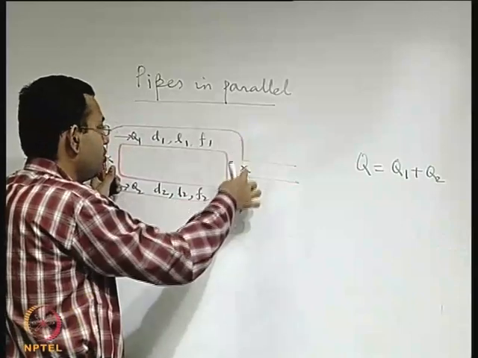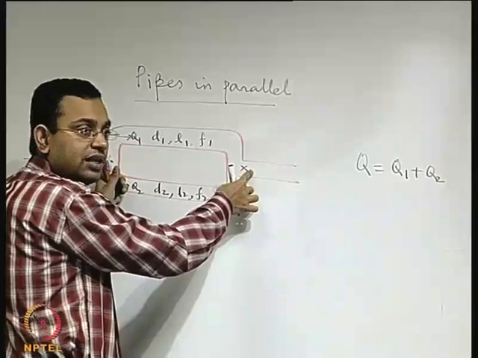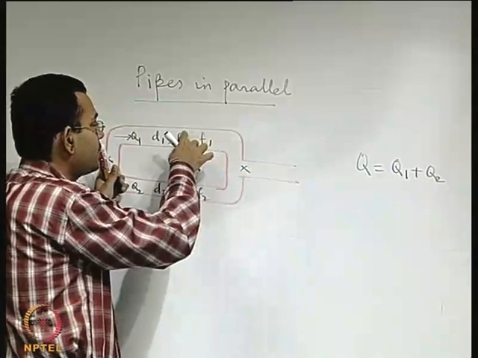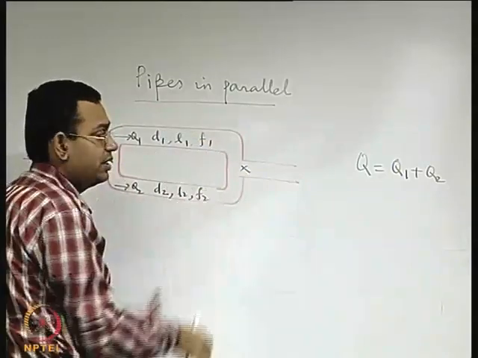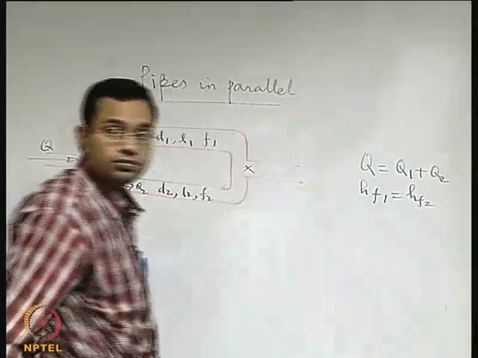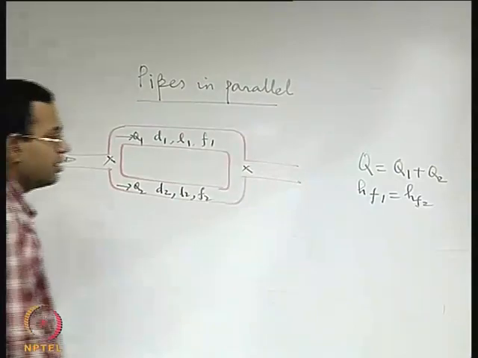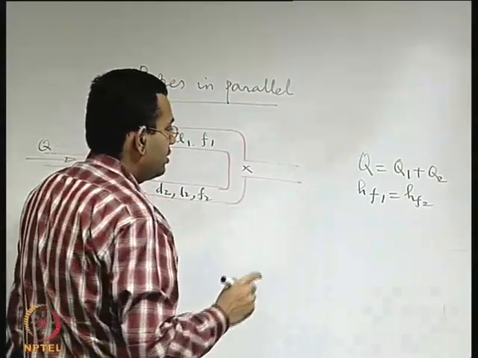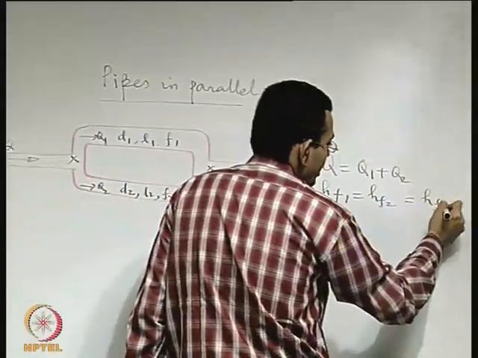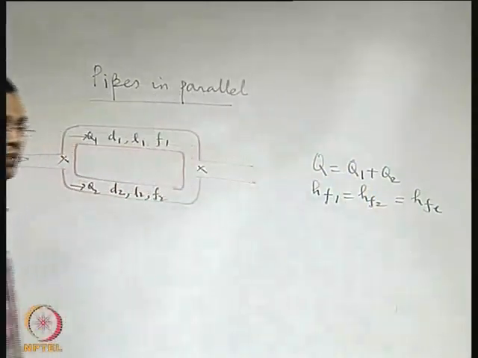No matter whether you traverse by the upper pipe or the lower pipe, eventually you end up at the same point, and the loss of energy therefore should be the same as what you calculate from here or what you calculate from here. So you have HF1 is equal to HF2. These are basic equations, and from that you can find out the equivalent length of the pipe. So for the equivalent pipe you have, say, HF equal to HF1 equal to HF2 and Q equal to Q1 plus Q2.